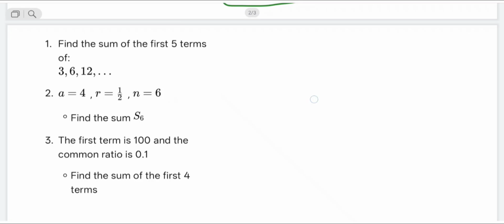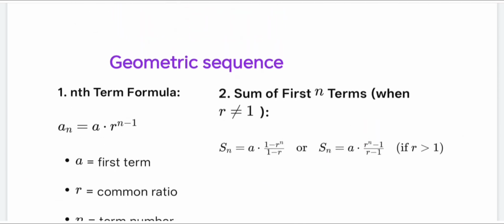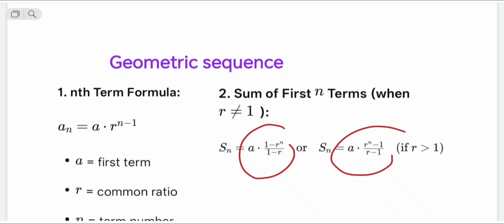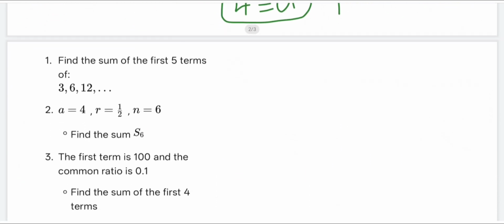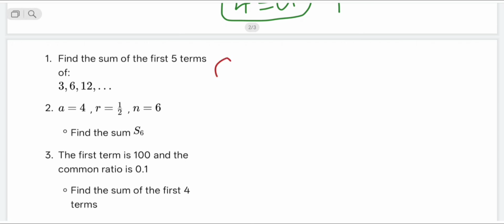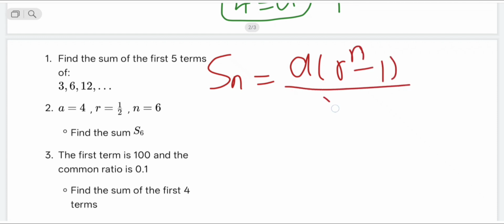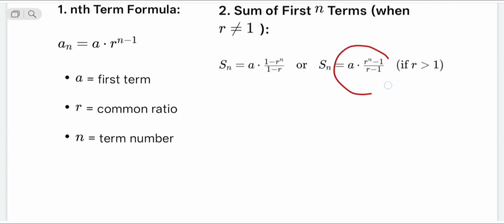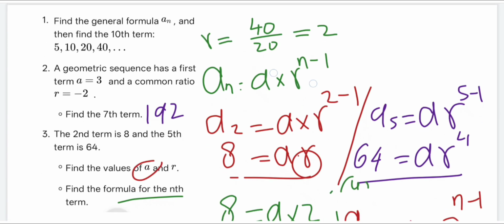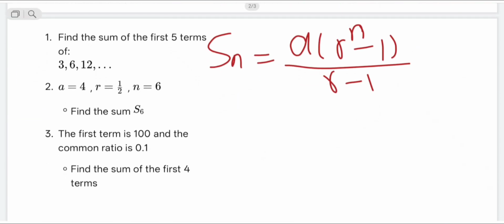For finding the sum, we have two formulas. You can use any one, this one or this one. Both are the same and the answer will be correct. So S n is a into r power n minus 1 over r minus 1. This is the formula. I used this one. You can use the other one also, the same, no problem. So a is multiplying a r power 1, r power n minus 1. I put the bracket to mean multiply.